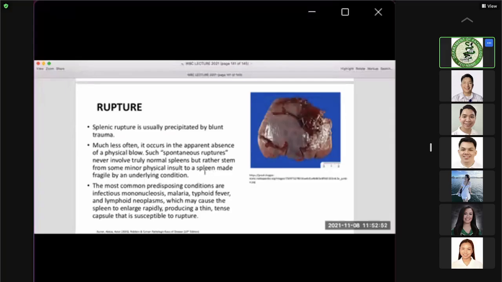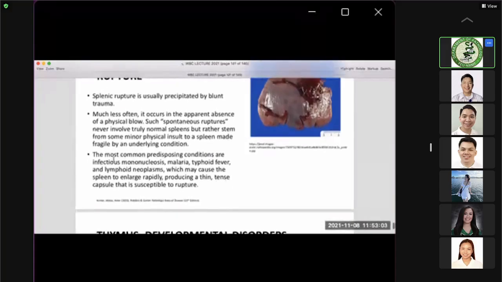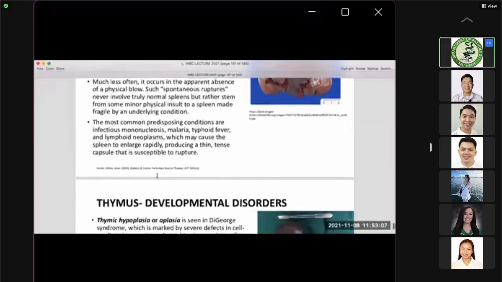So with minor physical insult to the spleen, the spleen is made fragile by an underlying condition. Okay, so we have here the most common predisposing conditions listed.